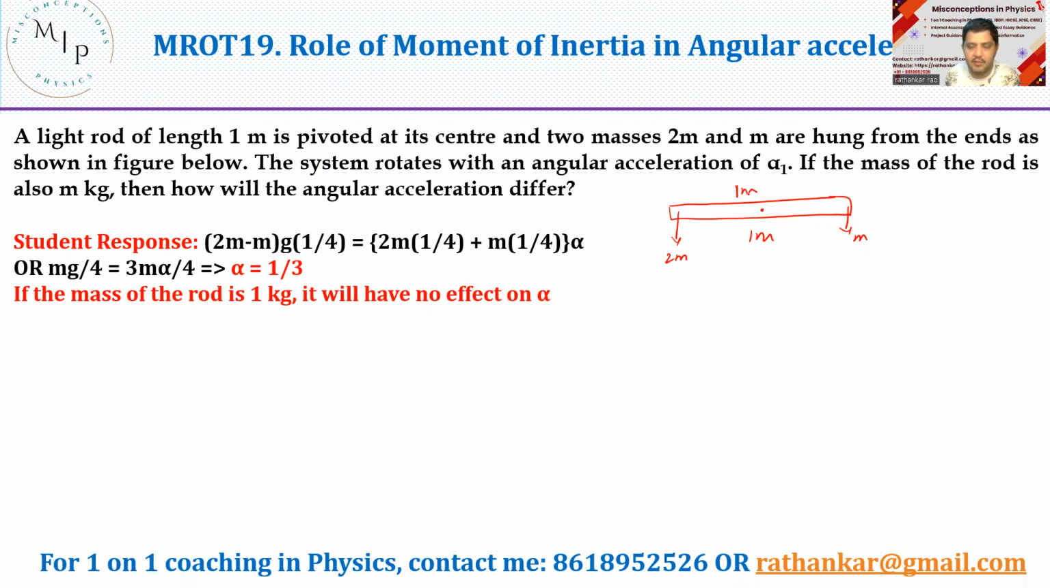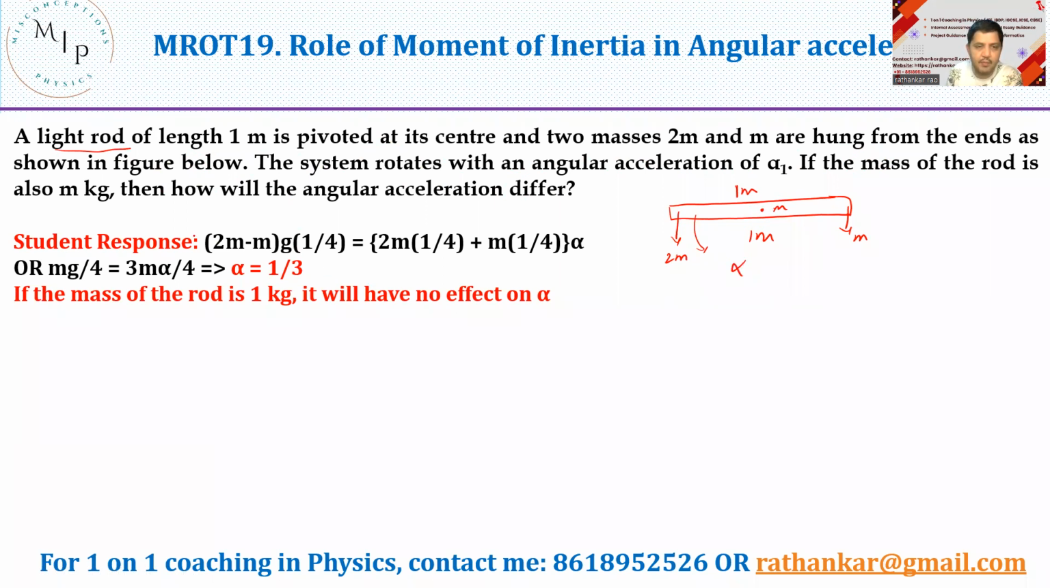Now this is rotating. How will it rotate? Let us say it will rotate like this because this 2m is much larger. The mass of the rod is also m kg. Then how will the acceleration differ? Initially, what does it say? It says a light rod. When I say it's a light rod, that means it doesn't have any mass. As a result, because of gravity, it rotates with an angular acceleration alpha.